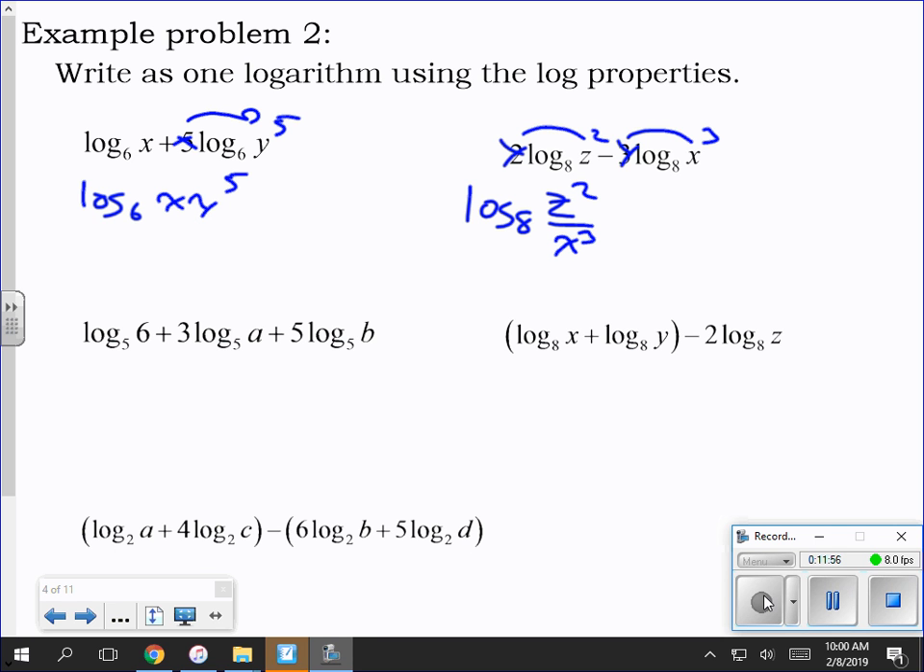Okay. Bunch of stuff on here. Same idea. Bring up the 3. Bring up the 5.